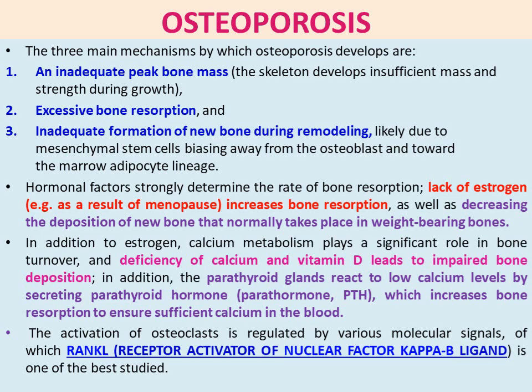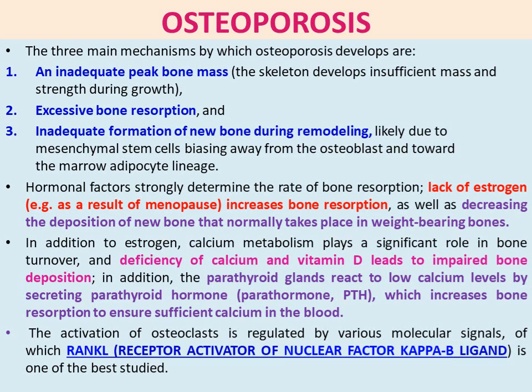The activation of osteoclasts is regulated by various molecular signals, of which RANK L, receptor activator of nuclear factor kappa B ligand, is one. So RANK L receptor molecules are associated with the activation of osteoclasts, and this is one of the best studied mechanisms for osteoporosis.